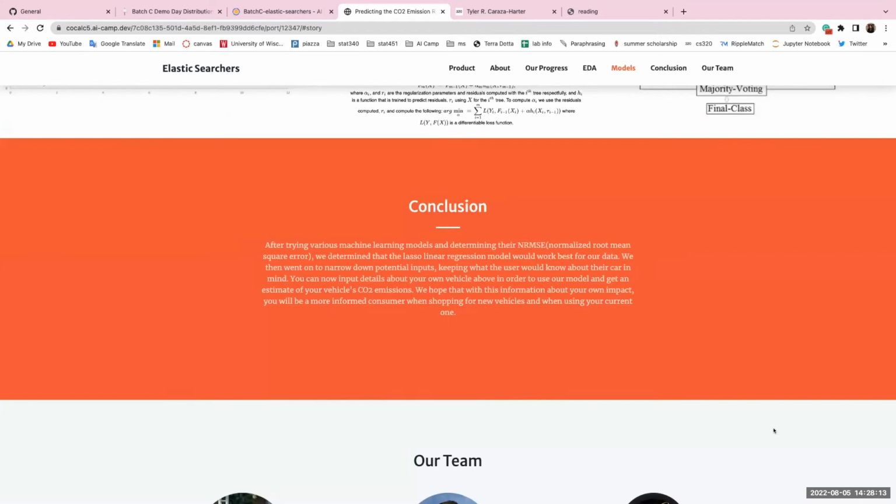So in conclusion, after trying various machine learning models and determining their normalized root mean square error, we determined that the lasso linear regression model would work best for our data. We then went on to narrow down potential inputs, keeping what the user would know off the top of their head about their car in mind. You can now input details about your own vehicle above in order to use our model and get an estimate of your vehicle's CO2 emissions. We hope that with this information about your own impact, you'll be a more informed consumer when shopping for new vehicles and when using your current one.